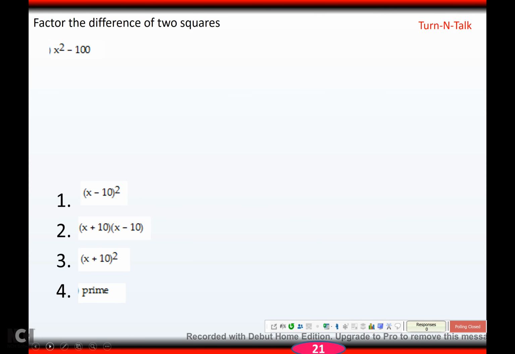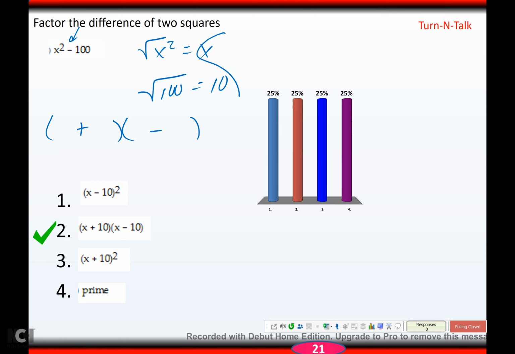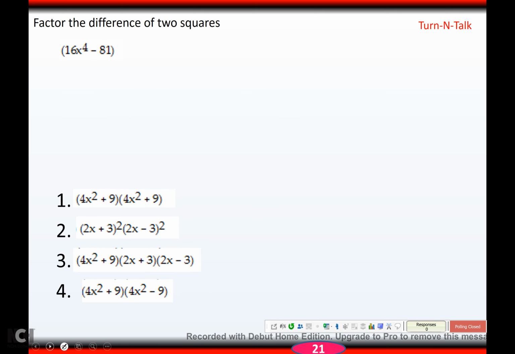Okay? Pause. And we're back. And square root of x squared is x. Square root of 100 is 10. It's a difference. Bino, bino, plus and minus. Our terms are x plus 10 and x minus 10.